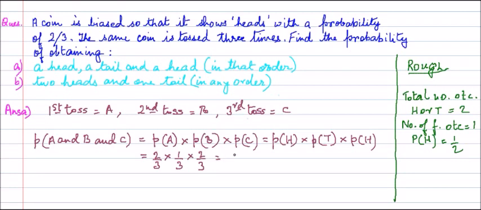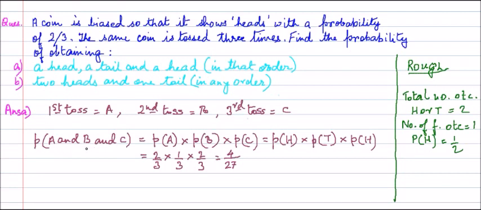So we have the total probability to be equal to 4 by 27. So the total probability of having a head from the first toss, a tail from the second toss, and again a head from the third toss is equal to P of A and B and C, where we have represented the first toss by A, the second toss by B, and the third toss by C. And the 3 tosses have occurred. So it is A and B and C.